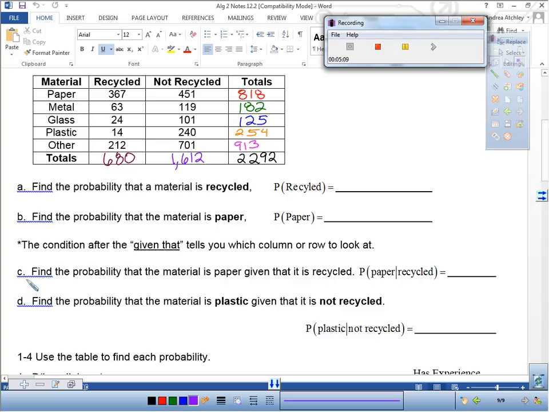Okay. Hopefully they worked. Okay, so the first couple ones are find the probability that a material is recycled. So we're looking at everything. There's no limit to this, so you're going to use that total number. The 2292, that's the total amount of stuff I have. And I want it recycled, so I want to look at how many recycled things I have, which is 680.